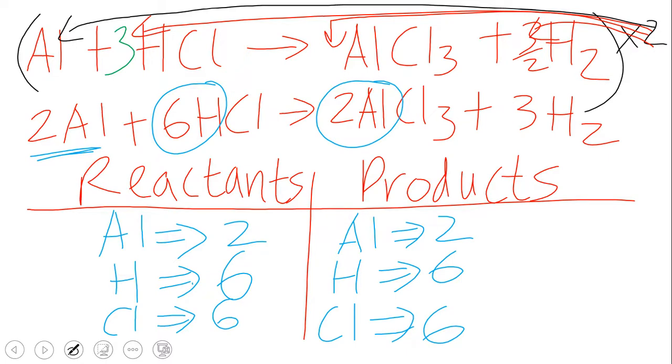We have 2 for Al, that's correct, and 2 for Al. We have 6 for hydrogen, 3 times 2 is 6, and for chlorine, we have 6 on this side, and for chlorine, we have 2 times 3, which is also 6. So the correct answer is this equation. That's going to be our balanced equation right there.